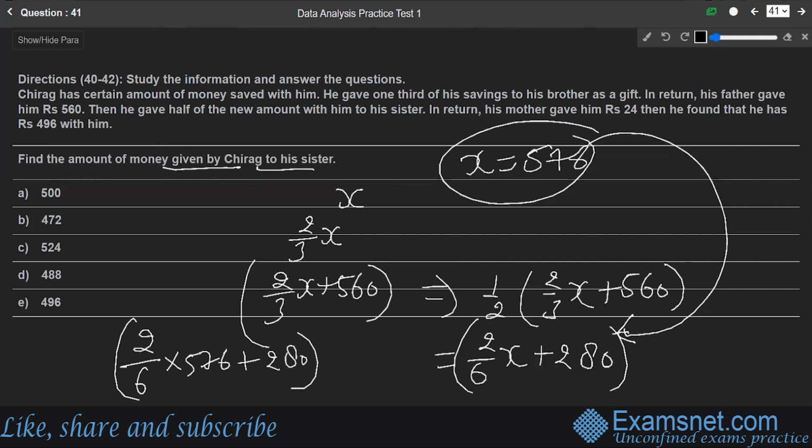So this is going to be the final value. If we solve this further, then we can find out the answer. So 2 by 6 times 576 plus 280 actually comes out to be rupees 472. That becomes the right answer, available in option number B.